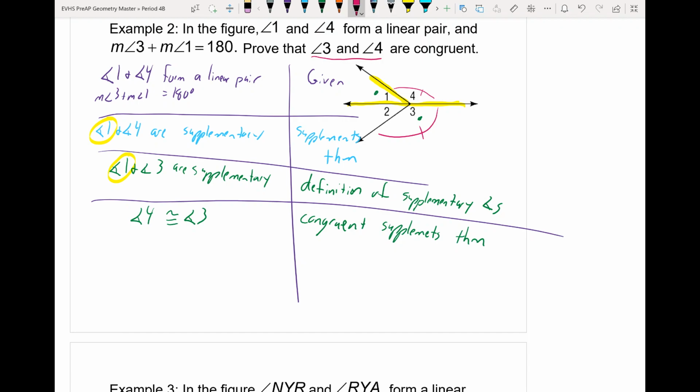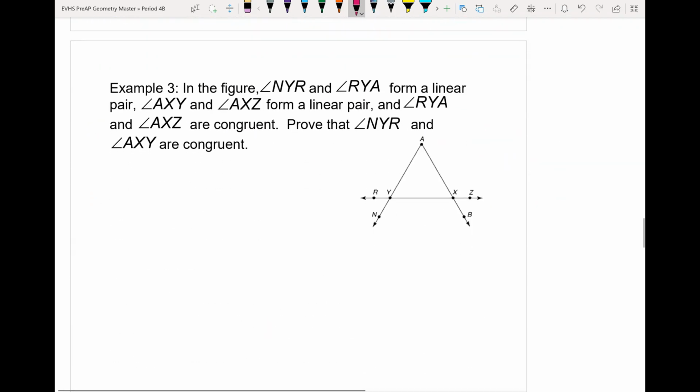Well, now I've got angle 3 is congruent to angle 4. I've proven it, so I'm going to put my QED on there, and I'm done. Now, again, I could have done this without the congruent supplements theorem. However, that would have taken a little bit of substitution and a little bit of an algebraic proof. That's the simplest way of getting there. All right, let's look at number 3.